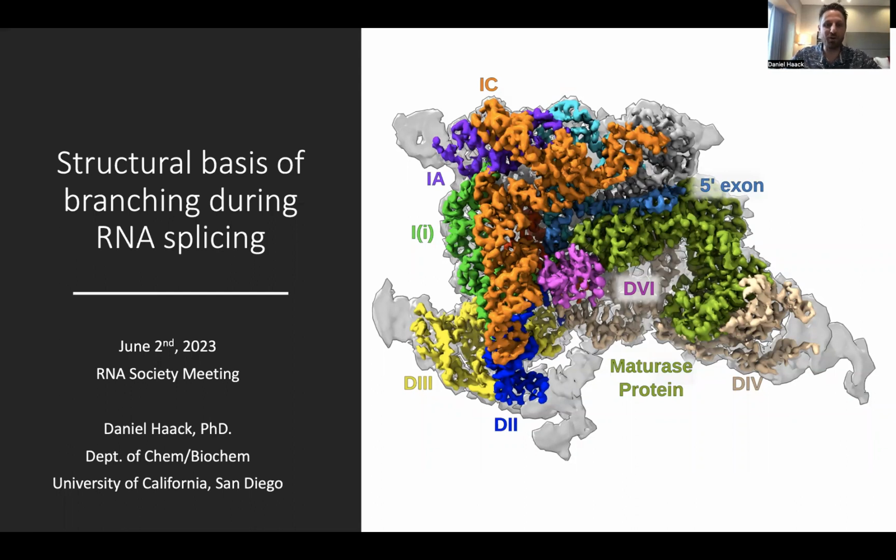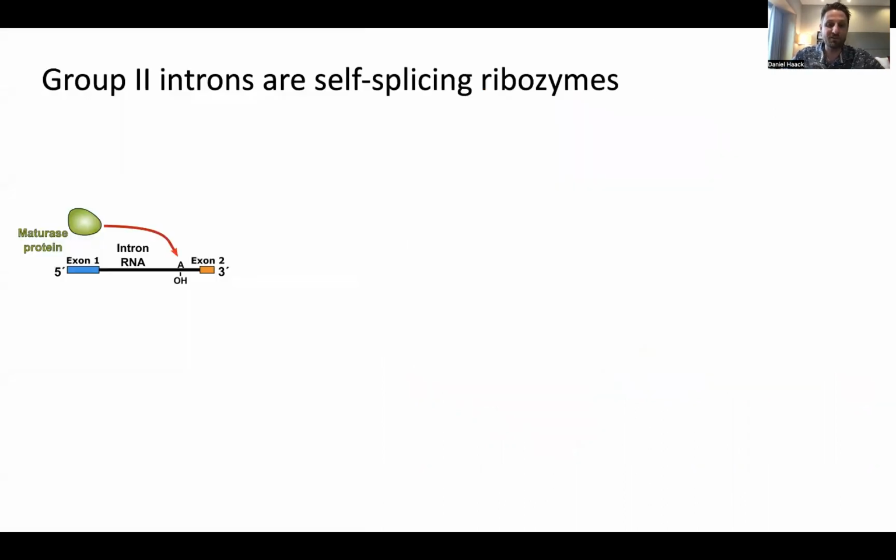I want to thank the meeting organizers for giving me the opportunity to share with you all today a brand new cryo-EM structure of a group 2 intron in the pre-catalytic state that helps to elucidate the structural basis of branching during RNA splicing. Group 2 introns splice using an identical catalytic mechanism as the spliceosome.